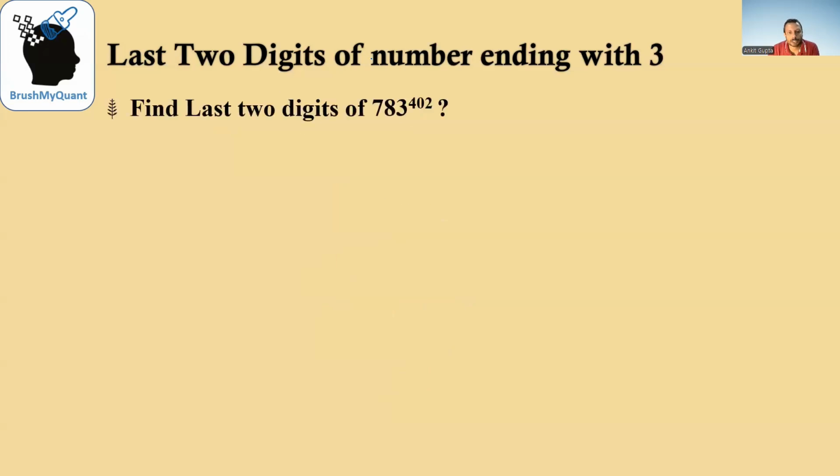So find the last two digits of 783 raised to 402. Now this problem is a bit different because we have numbers before 3 also. So to solve this one, we will divide this by 3 to get 261 multiplied by 3, all raised to 402. That means 261 raised to 402 multiplied by 3 raised to 402, which can be written as 400 plus 2.